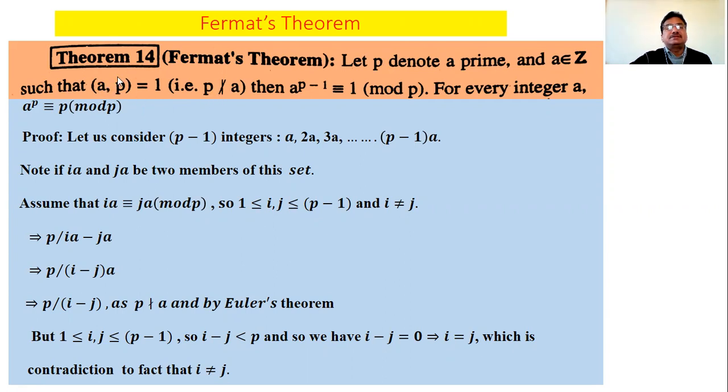So both of these statements have the same meaning: the greatest common divisor of a and p is 1, or p is not a divisor of a. Then a raised to p minus 1 is congruent to 1 modulo p. That is what we have to show: a^(p-1) is congruent to 1 modulo p. And for every integer a, a^p is congruent to a modulo p.